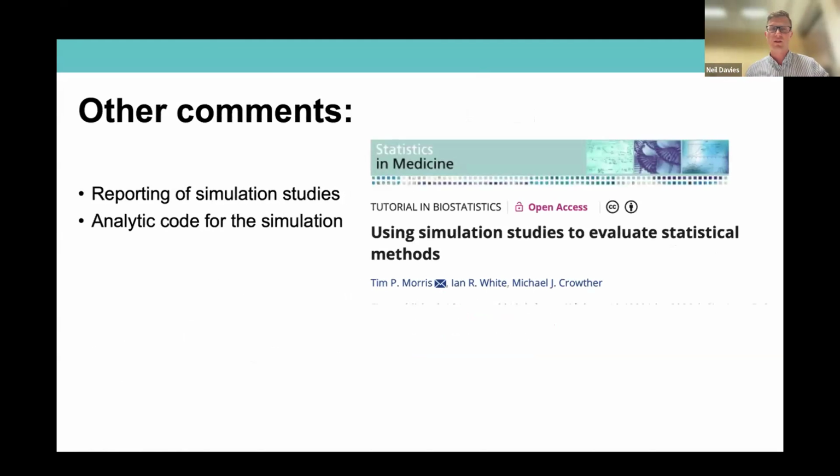So yeah, other comments: other than that, I really enjoyed reading the paper and thought it was great. I'd recommend Tim Morris's guide to evaluating and reporting simulation studies, and also just including the code for the simulation.